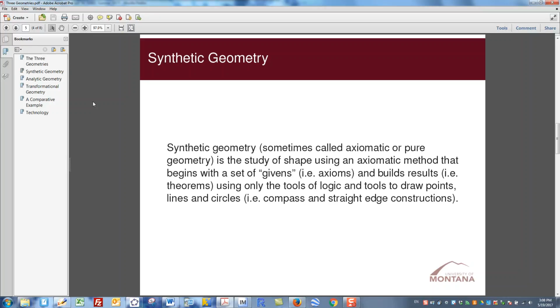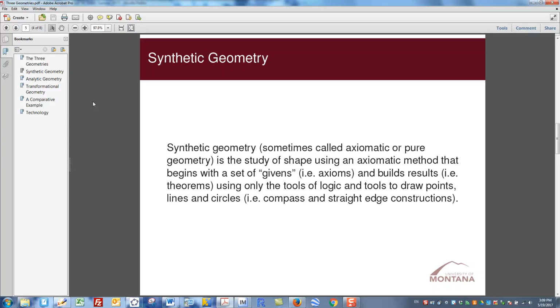Synthetic geometry, what is it? Synthetic geometry is sometimes called axiomatic or pure geometry. It's the study of shape using the axiomatic method, and it begins with a set of givens. Usually these are assumptions or axioms, and then it builds from assumptions results, theorems usually we call these, sometimes lemmas, using only the tools of logic and the tools of picture drawing, where we think of tools to draw the primitives, which are points, lines, and circles. So this would be, for those of you who had a classic geometry course in high school, the classic compass and straight edge constructions.